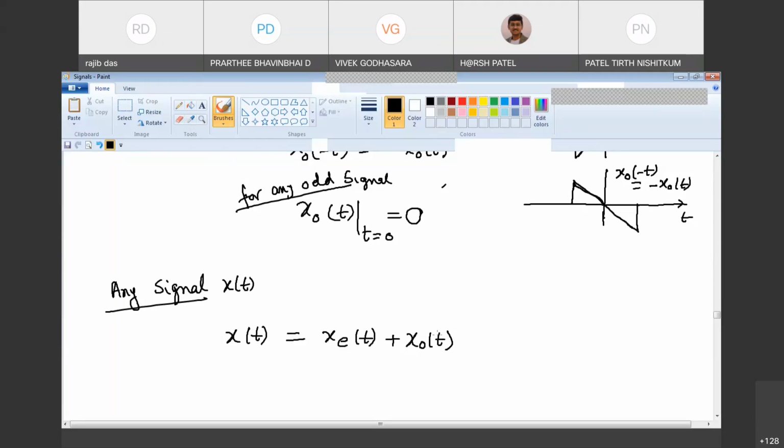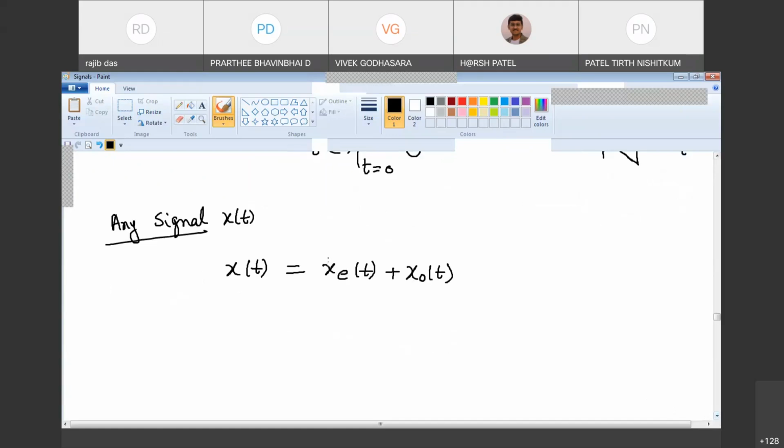And now you can see it is true for even and odd signals. If x(t) is an even signal, then obviously x_o(t) is not available. It is 0, so only this will be there. And if it is an odd signal, this odd component will be there, and the even part is not there. That's fine. But if it is neither even nor odd, any arbitrary signal, then I can have these two separate components, one for even and the other for odd. Okay. Now the question is how to extract these two.